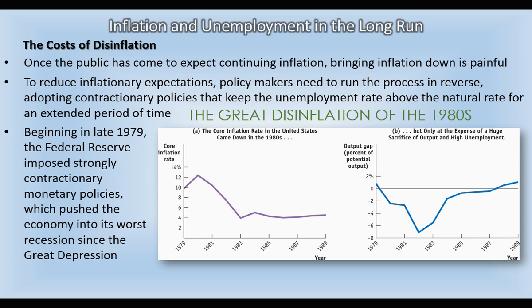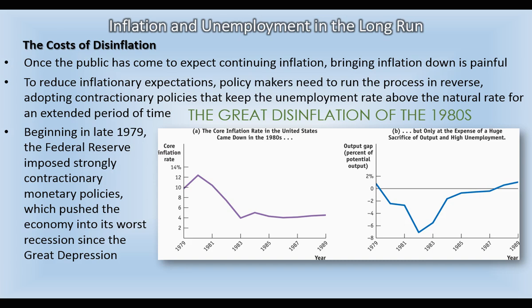So again, during that time, the Federal Reserve imposed strongly contractionary monetary policies, which pushed the economy into its worst recession since the Great Depression. So here's 1979 through 1989. Here is the core inflation rate. The core inflation rate does not include energy prices, which are volatile, that move a lot, and food prices. So that's what the core inflation rate is.